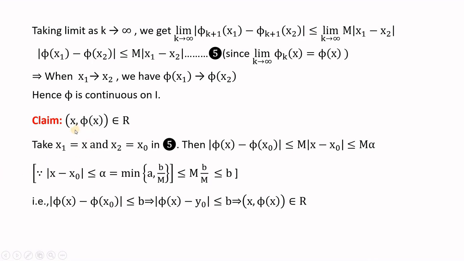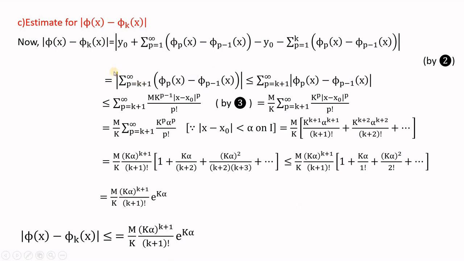Also we are going to prove that x comma phi of x lies in the rectangle. For getting this, we are going to substitute x1 equal to x and x2 equal to x0 in this equation. Therefore, we will get modulus of phi of x minus phi of x0 is less than or equal to b, which implies x comma phi of x is in the region R, since in region R, modulus of y minus y0 is less than or equal to b.